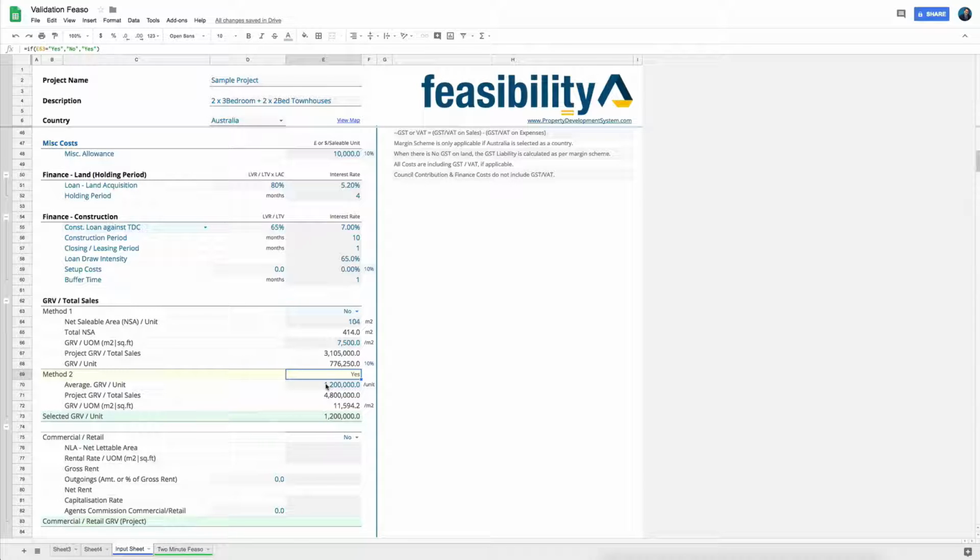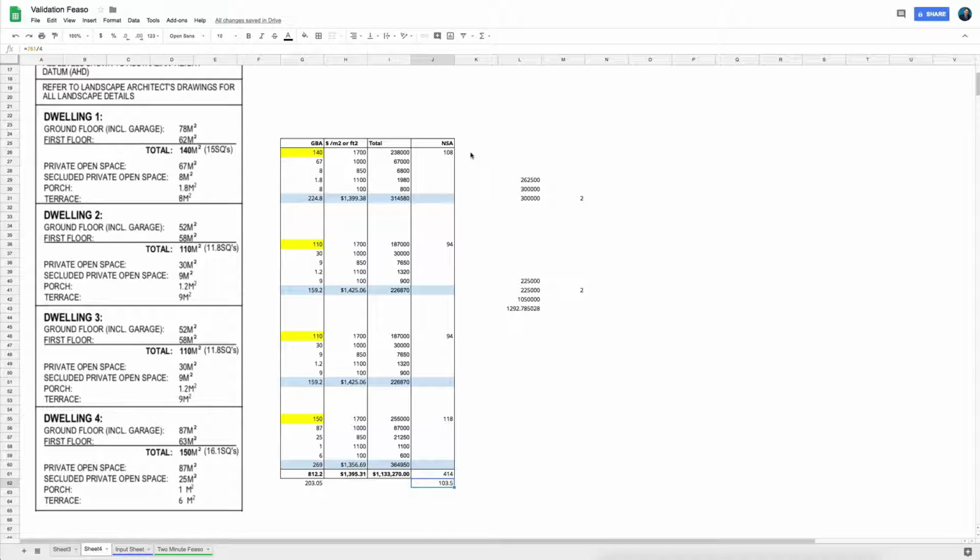Now in method 2, see here at the moment, method 2 is selected. If I know that when I sell these units, I can sell them for $800,000 each as an average, I'll put that in. And if you don't know if you can sell them for 800,000 each, you can come back here and do a quick number, quick analysis.